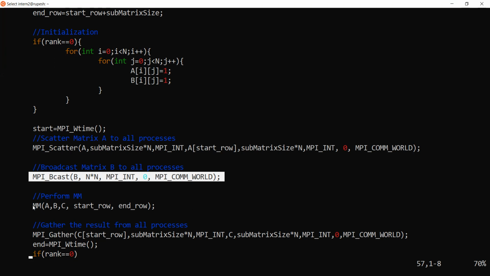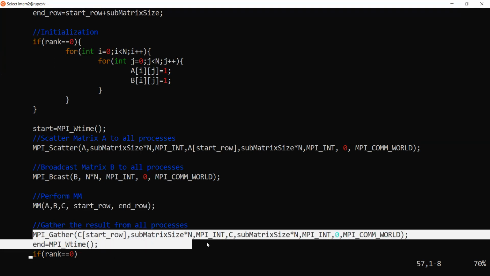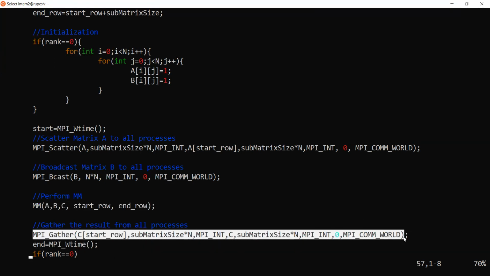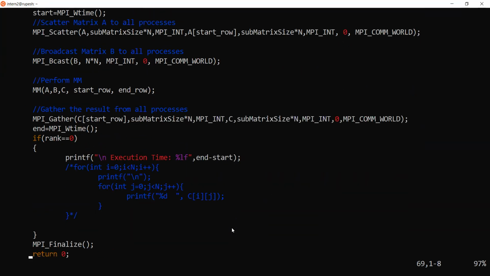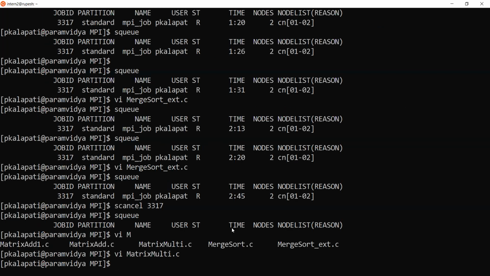After that, whenever we perform this matrix multiplication, each process is responsible for some number of rows in the resultant matrix. Later, we have to perform a gather operation. When we perform the gather operation, we store the entire result in matrix C. In that way, we can perform matrix multiplication with the help of an MPI program.